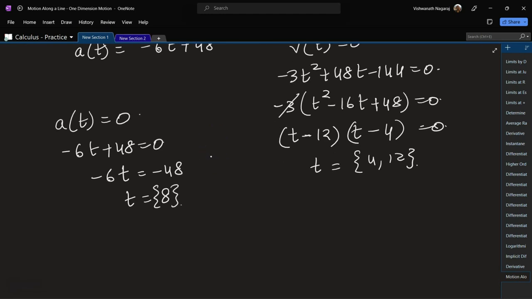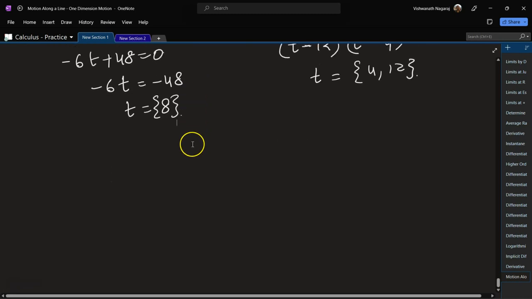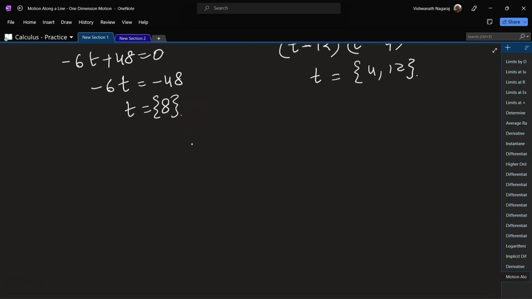So when t equals 8, acceleration is 0. Now what are the intervals we are interested in? 0 to 4, 4 to 8, 8 to 12, and greater than 12. So for 0 to 4, let's take v of 1.